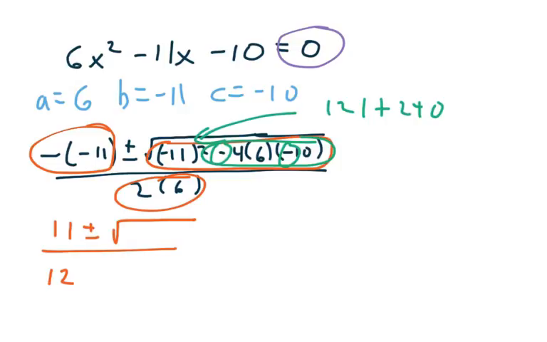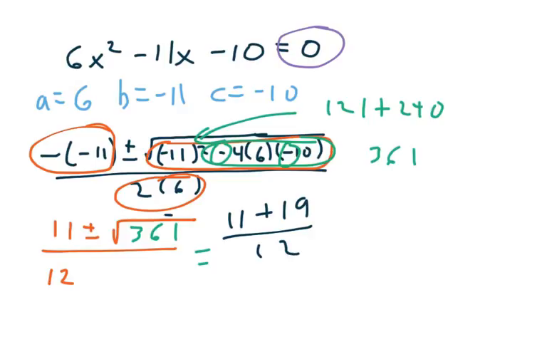And if we do our math, that of course is 361. So my discriminant is 361. The square root of 361 is 19. I use my calculator there. So what we really have is 11 plus 19 divided by 12. Again, that right there is 19, when I do the square root of 361. And I'm going to have 11 minus 19 over 12.